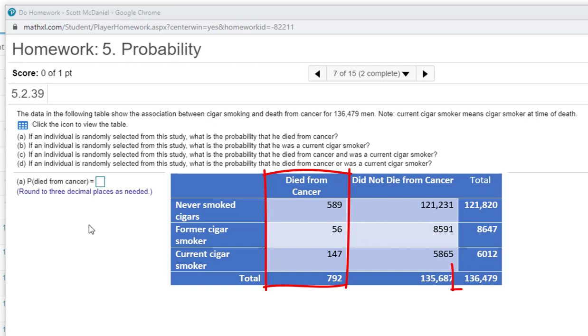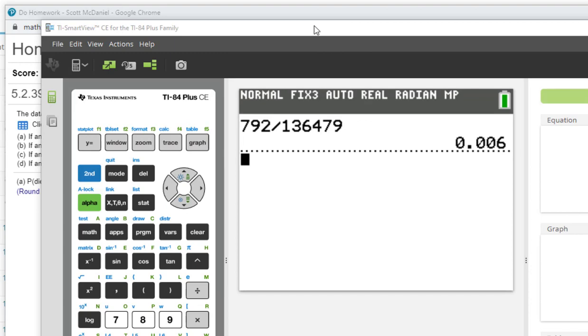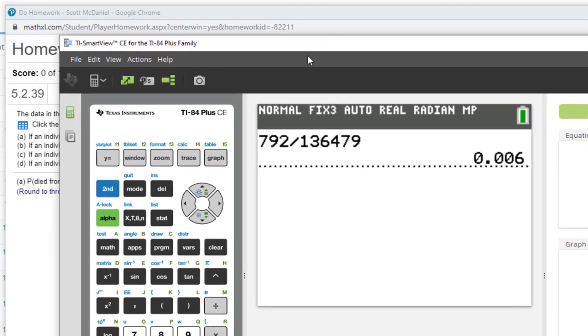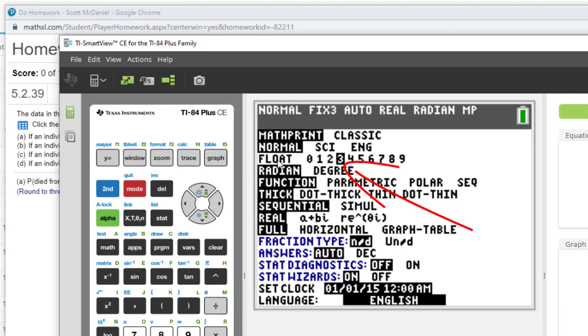136,479. Let's look and see what my StatLab wants, 3 decimal places, because that fraction doesn't really mean much to me. I want this in terms of decimals. And I get 0.006. And again, if they're going to give you 3 decimals every single time, you can change your mode. Press mode, and I've got mine on not float. Float would give me all the decimals. I've got it at 3.